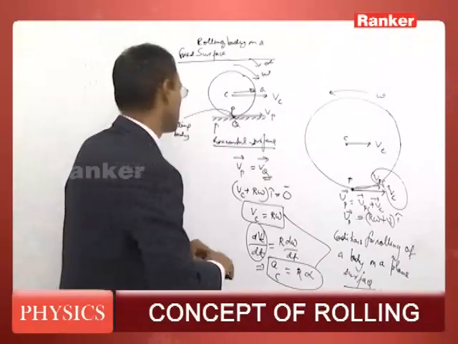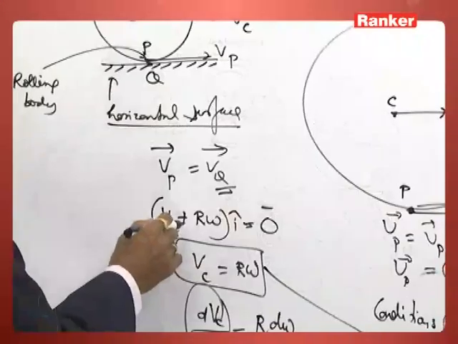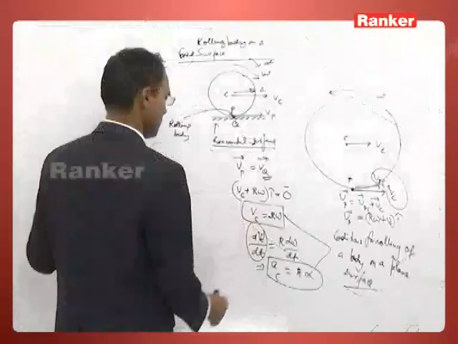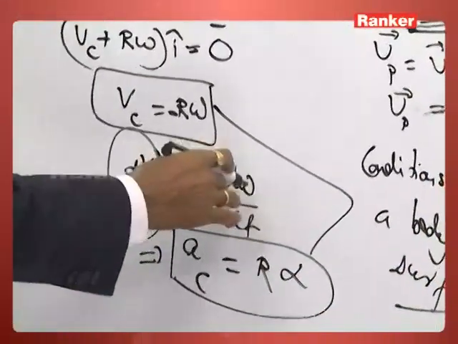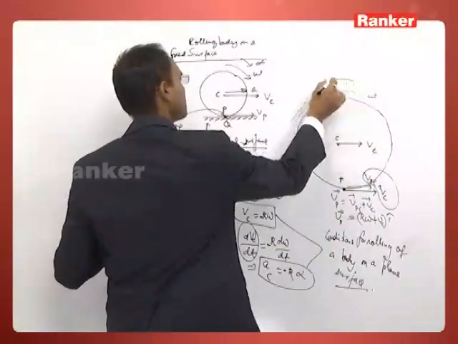So, instead of Vc minus R omega, it should be Vc plus R omega is equal to 0. So, Vc equal to minus R omega. Therefore, dVc by dt is equal to minus R d omega by dt, Ac equal to minus R alpha, if alpha is given in the same direction.